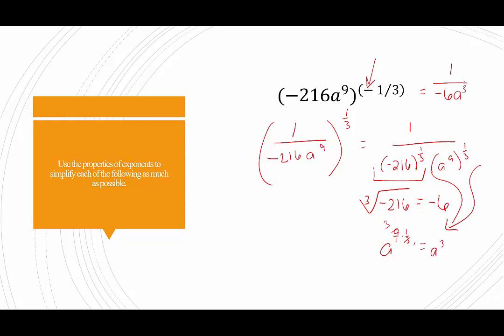So we have 1 over negative 6 a to the 3rd, or we could put the negative in front. If you want to put it here, that's fine. If you want to leave it in the denominator, that's fine, but you can't do both. You can't have it here and here. That would actually be a positive, which would be wrong. So I'm just going to leave it down there because I can, and this would be our final answer.